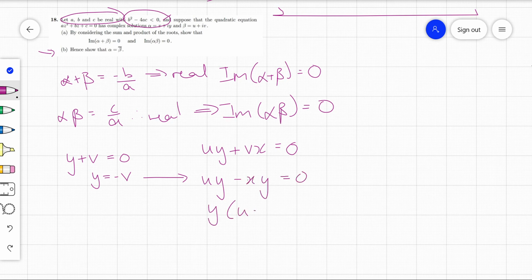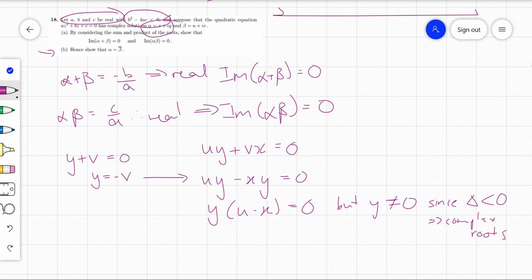So we can factorize that. Now, if we're saying that equals 0, then either y equals 0 or u equals x. Now, y can't equal 0. If y was equal to 0, then the root alpha would be purely real, which we know it's not. So we could say since the discriminant's less than 0, we've got complex roots. So it can't be purely real, that root, so y cannot be equal to 0.